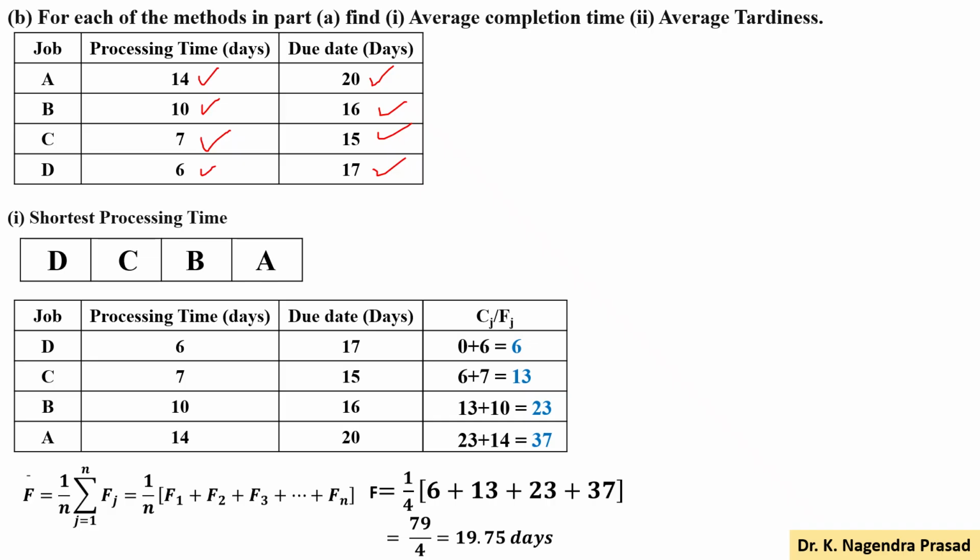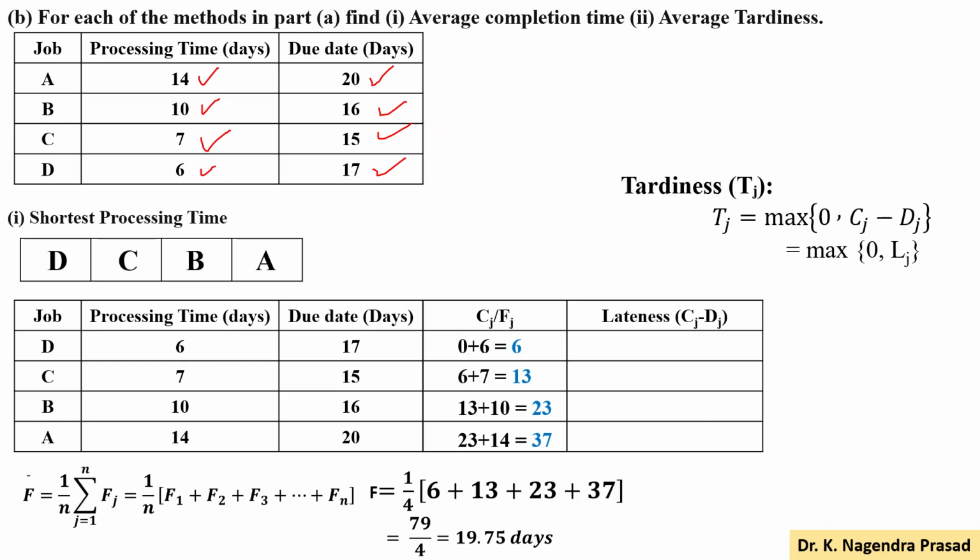Next we determine the average tardiness. Before that, first we have to determine the tardiness. Tardiness is the positive value of the lateness. So first we have to determine the lateness, which is equal to Cj minus Dj, completion time or flow time minus due date. For job D, the Cj value is 6 and the Dj value is 17. So 6 minus 17 is equal to minus 11.